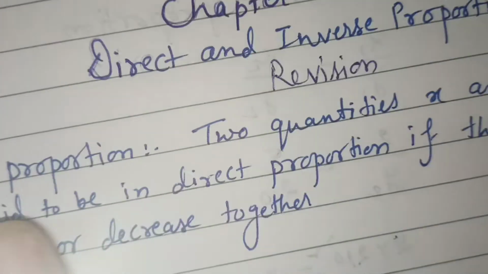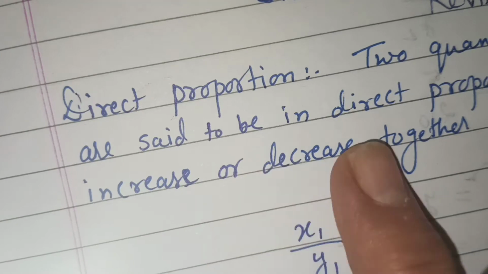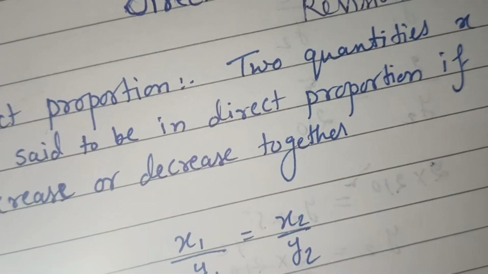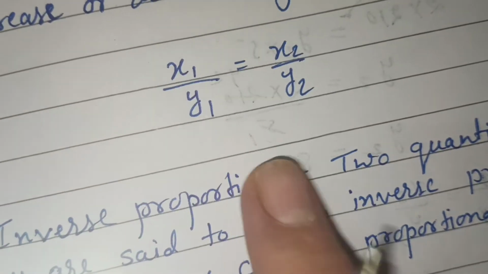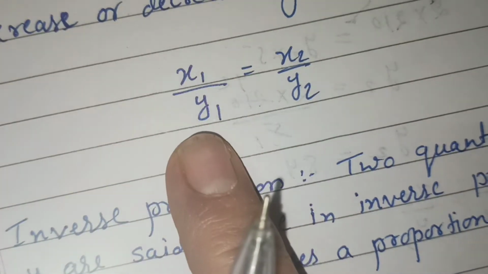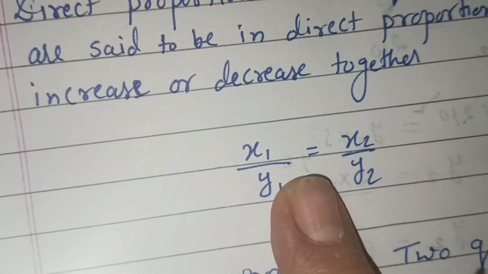Direct proportion means two quantities x and y are said to be in direct proportion if they increase or decrease together. Means if one thing is increased, the second thing will also be increased. x1 by y1 is equal to x2 by y2. This formula we will use for direct proportion.